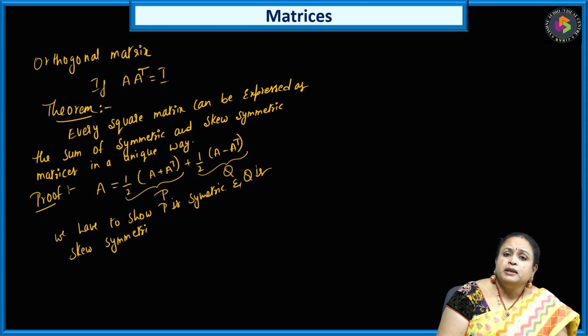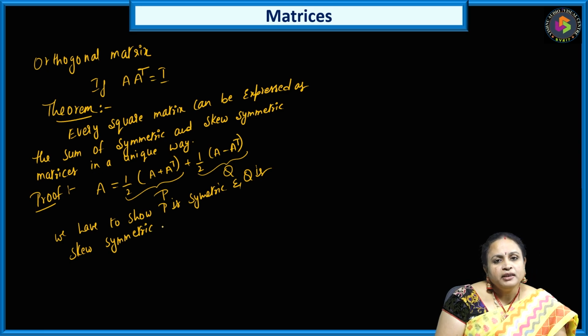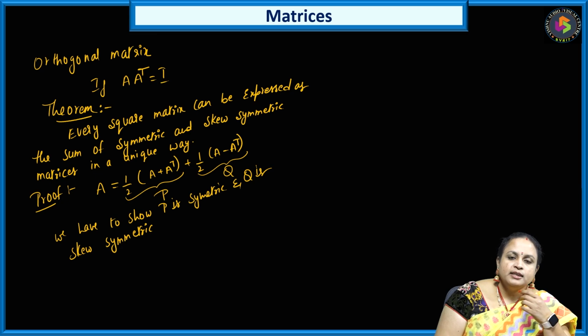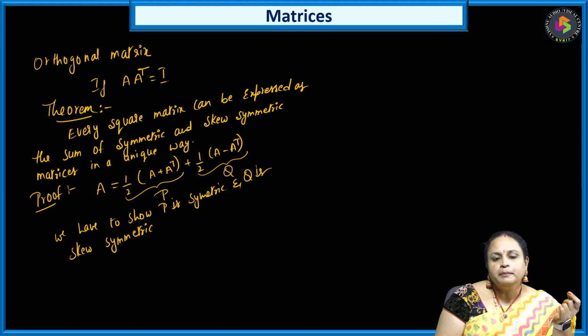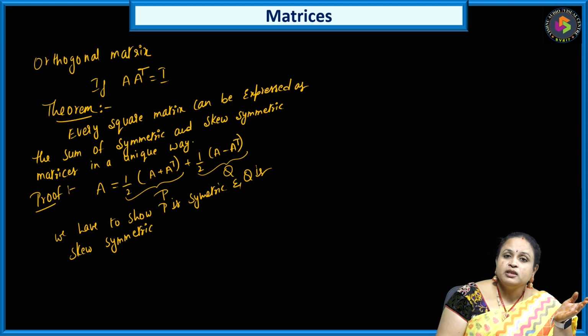What do you mean by a symmetric matrix? A symmetric matrix is a matrix in which P transpose equal to P. Suppose P transpose equal to P, then we call such a matrix a symmetric matrix, and if P transpose equal to minus P, then we call such a matrix a skew symmetric matrix.